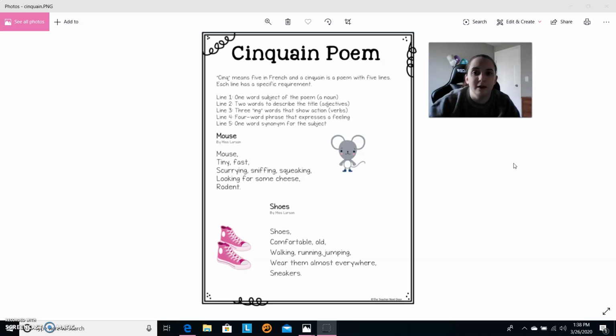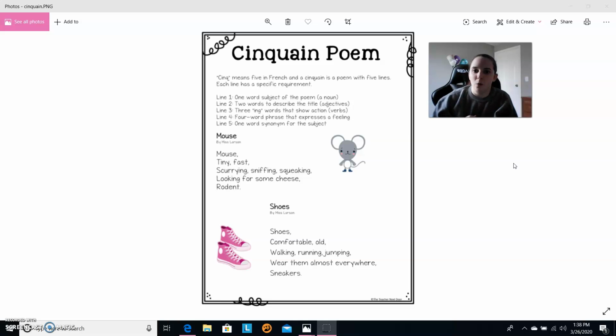So line 1, they chose mouse. That's the noun. The 2 words to describe it are tiny and fast. The 3 -ing words: it's scurrying, it's sniffing, it's squeaking. Again, it's describing the mouse. Then a 4-word phrase that expresses a feeling: looking for some cheese. And then a synonym. What's another word for mouse? Rodent.